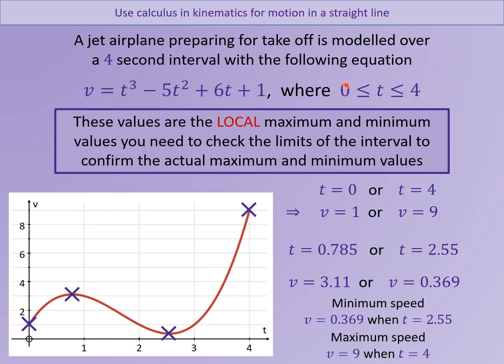So to summarise, if you're asked to find a maximum and a minimum in a certain interval, start by differentiating to find the maximum and minimum points, but then also consider the values at the end points by substituting in the endpoint values of t into the equation for v, as these may give you a higher or lower value than the maximum and minimum points.